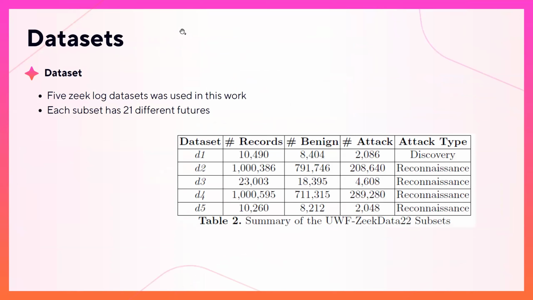Yeah, this table. Based on the collected dataset, the UWF Zeek dataset, currently in the 2022 version, it has only these 2 attack types, reconnaissance and discovery. But in 2024, they are adding more attacks. So hopefully we'll be using them in future work. Okay.